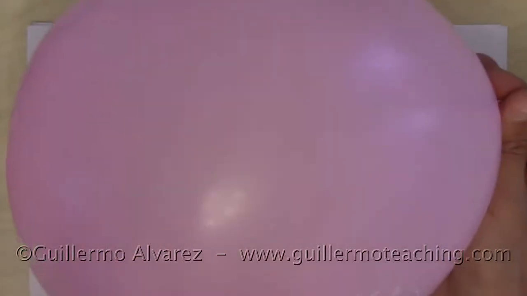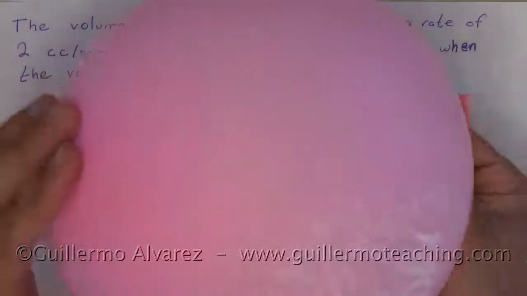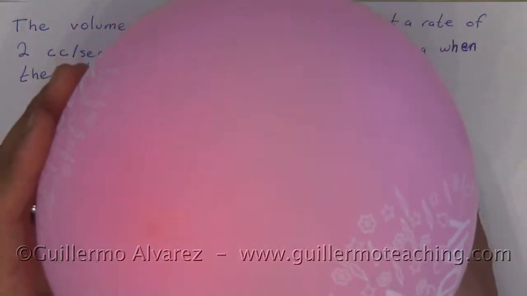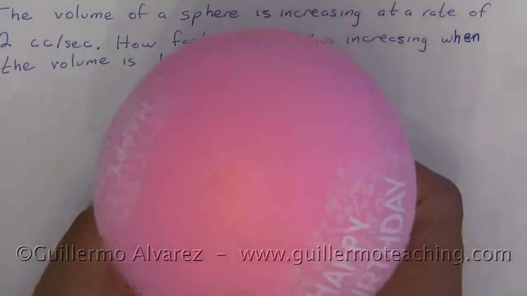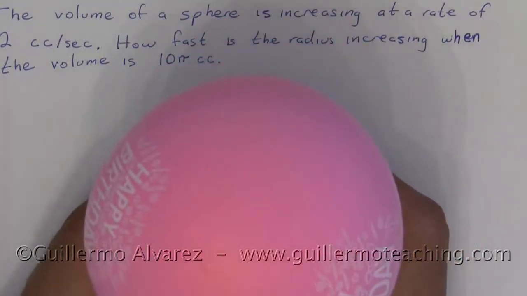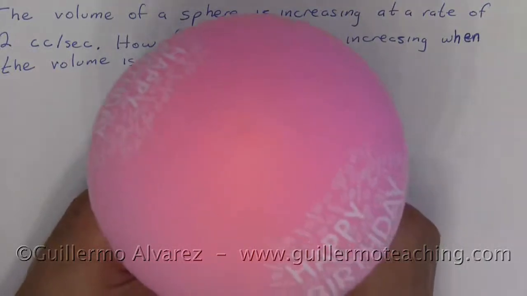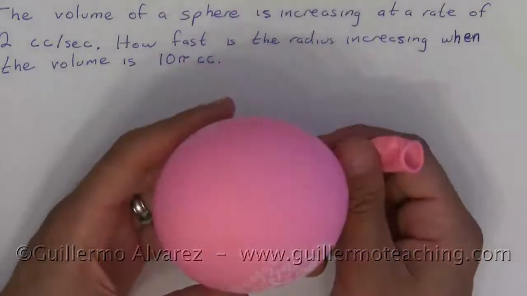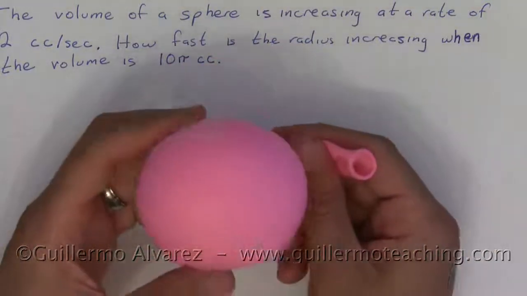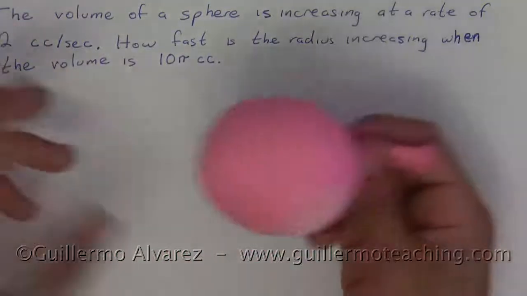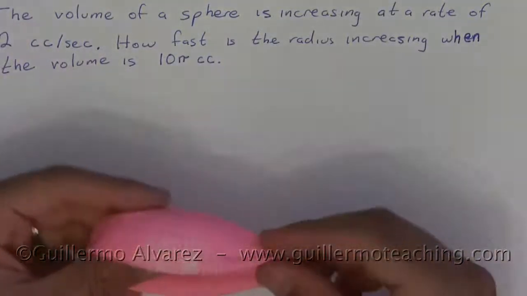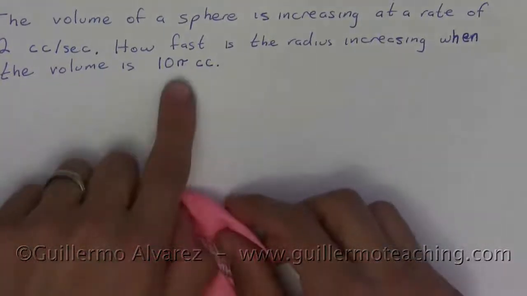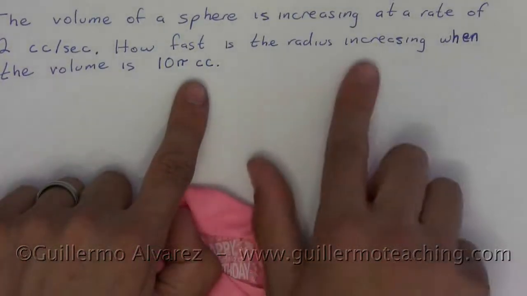Is that every time you put in the same amount of volume, the radius doesn't increase by the same amount each time. So as the volume increases, the rate at which the radius increases starts going down. Okay, and so this is the whole idea behind related rates, is that you have this question that's basically asking you, okay, so if my balloon has a volume of 10 pi cubic centimeters, how fast is the radius increasing?